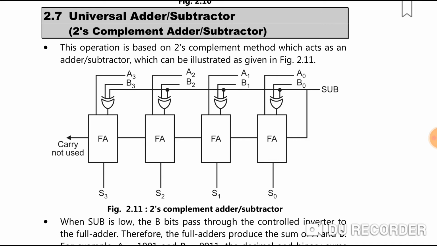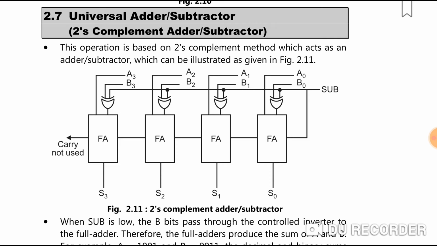There are four full adders to which four XOR gates are added, and the output of the XOR gate is given to the full adder. A inputs are connected to the full adder circuits. B input is also connected to the XOR circuit. So S3, S2, S1, S0 are the outputs. Carry out is connected so we can connect it to the next stage.